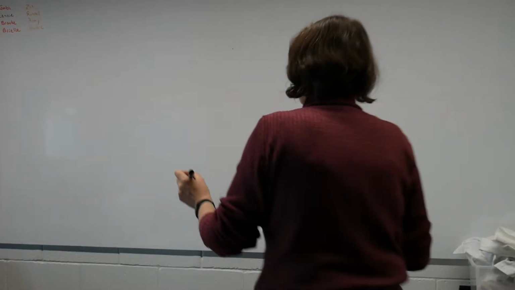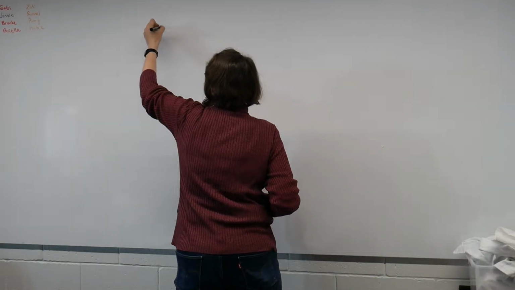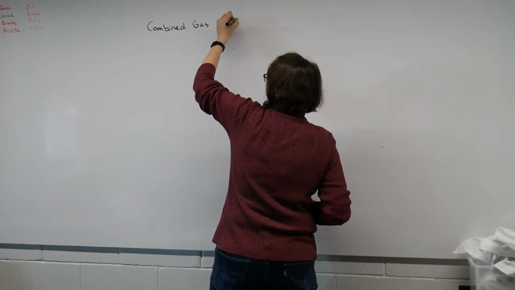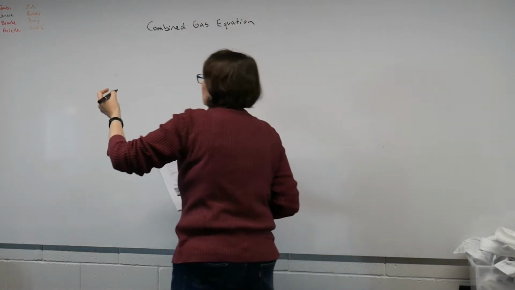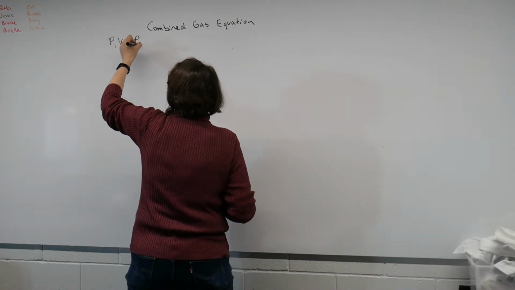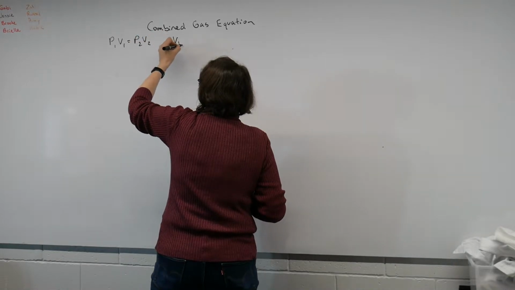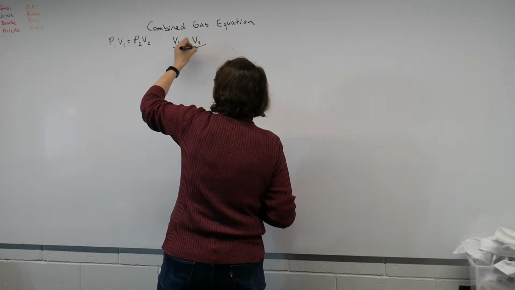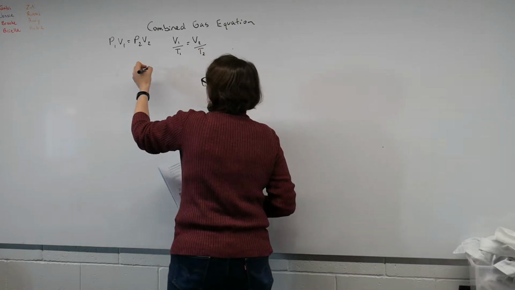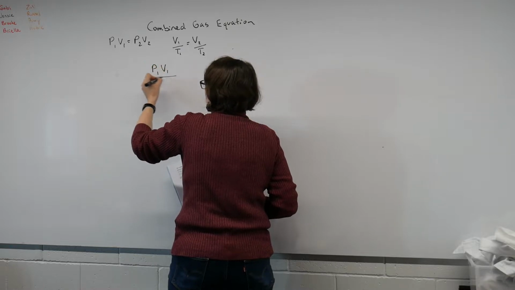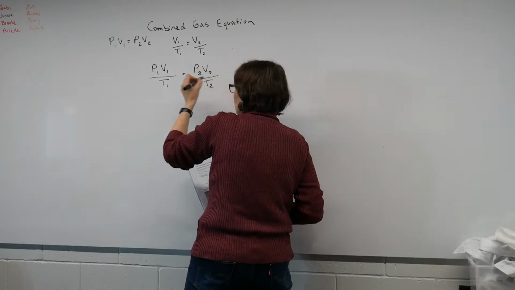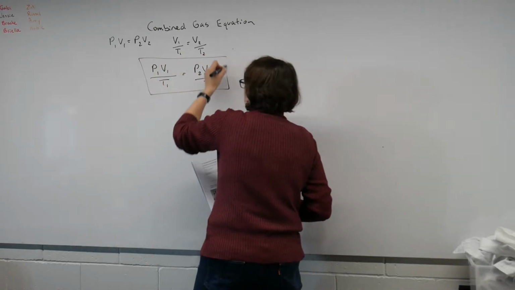Combined gas equation. It's a combination of Boyle and Charles' law. So we know that P1 V1 is equal to P2 V2, and V1 on T1 is equal to V2 on T2. Well, we can combine that together, and we can see that P1 V1 on T1 is equal to P2 V2 on T2. And this is the combined gas equation.